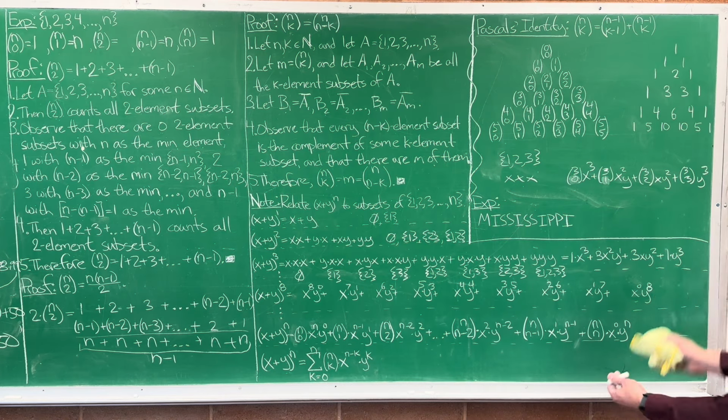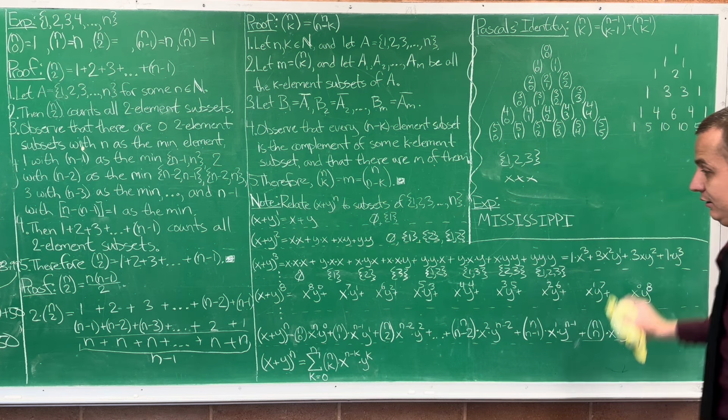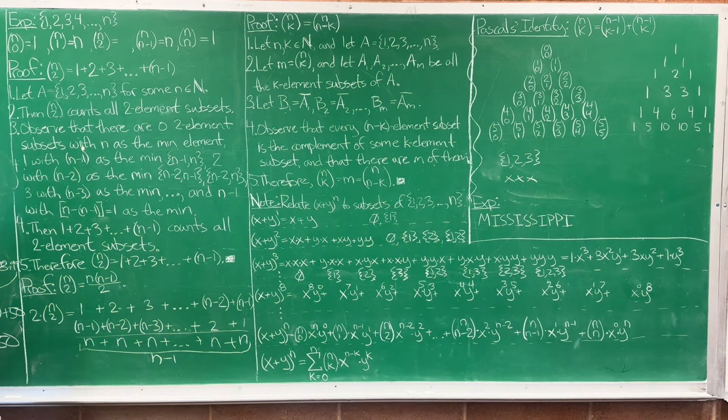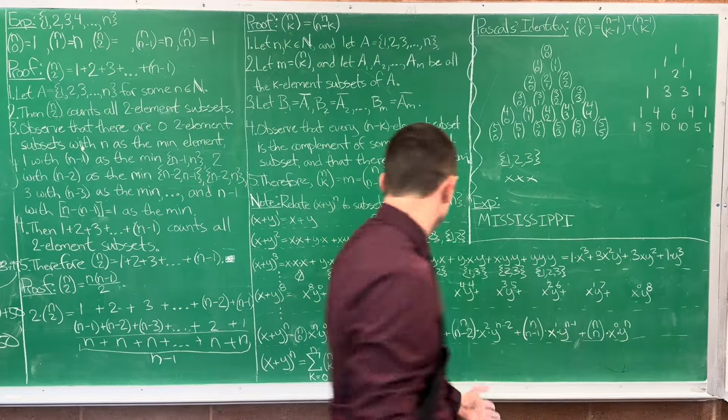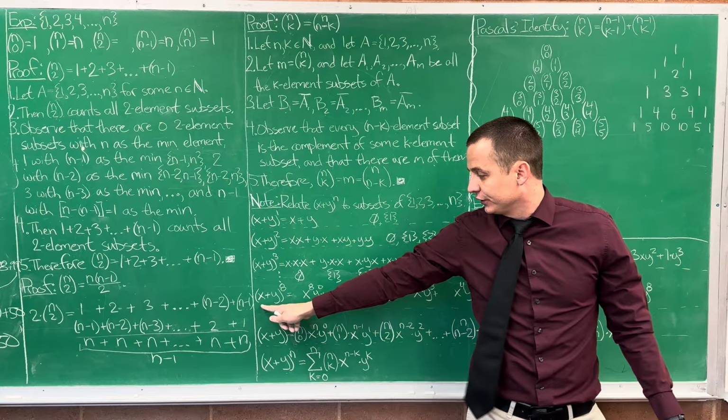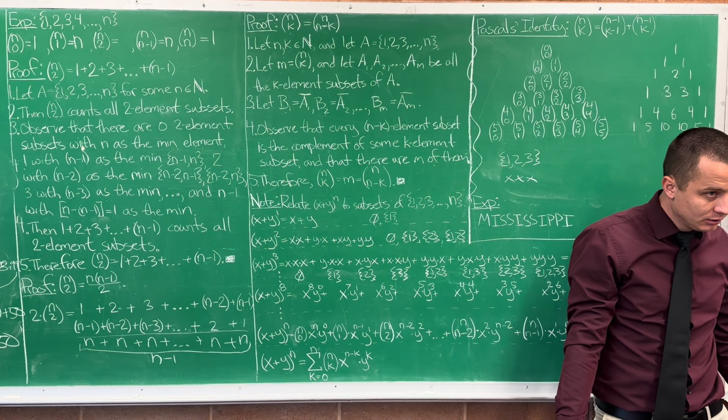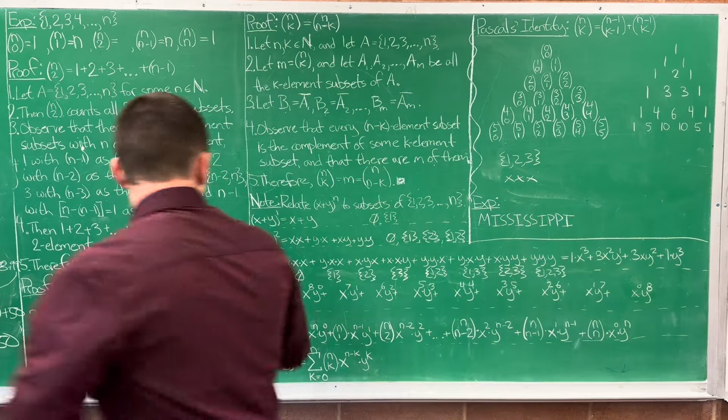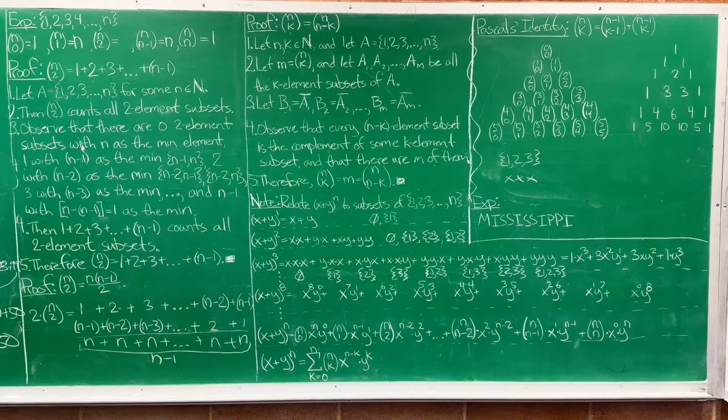And so, forget trying to now manually expand these things out and then adding up all the like terms. What is it for something like x plus y to the 8? What is my first term going to be there using our choose notation?